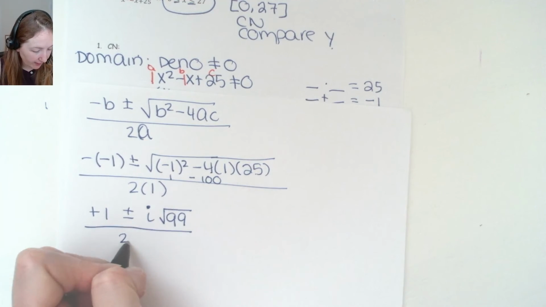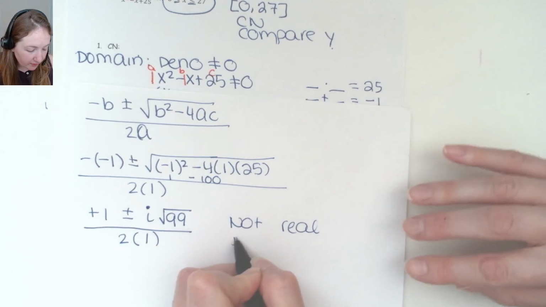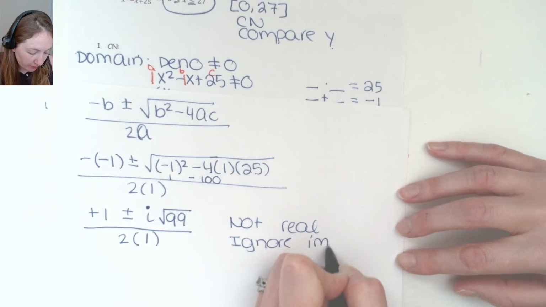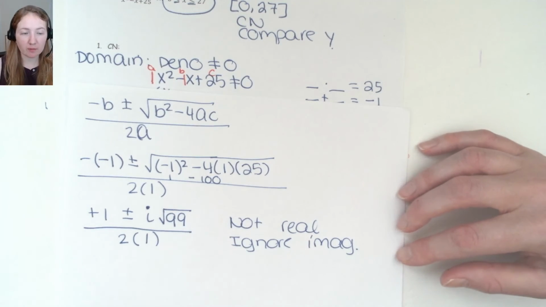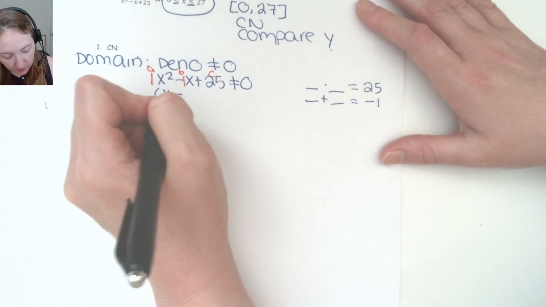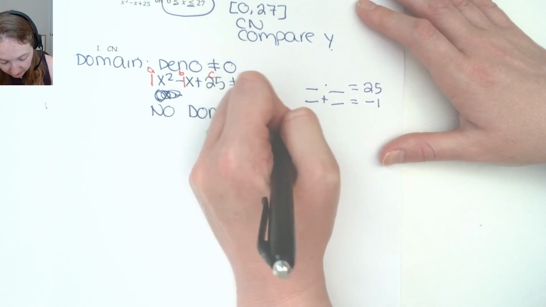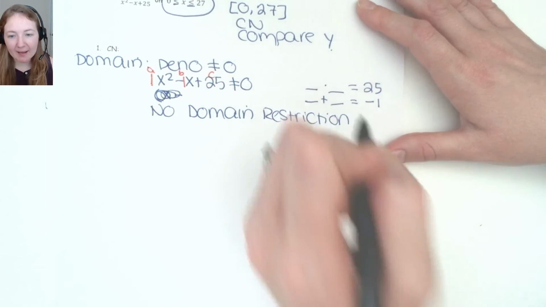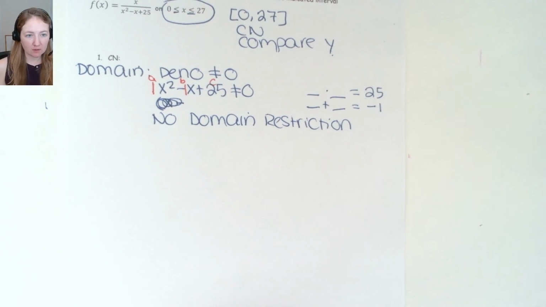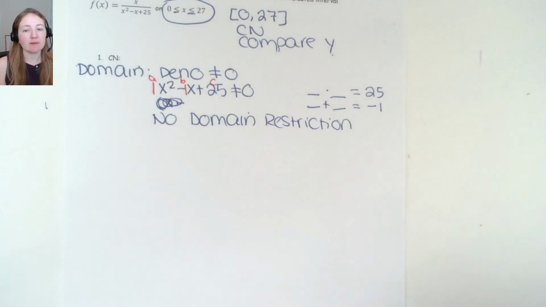And because of that, what this means is that it's not real. And so we always ignore those imaginary numbers. And so because we always ignore the imaginary number, this domain restriction we're going to ignore, and we would say that there is no domain restriction. Now, again, if you skip this step, it's not going to be the end of the world, but technically that is what you would do, is you would identify the domain. And in this case, when I set that denominator equal to 0, I just get imaginary numbers. And because I always ignore imaginary numbers with functions, I would say that the domain is all real.